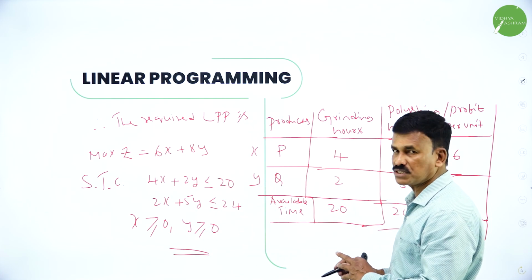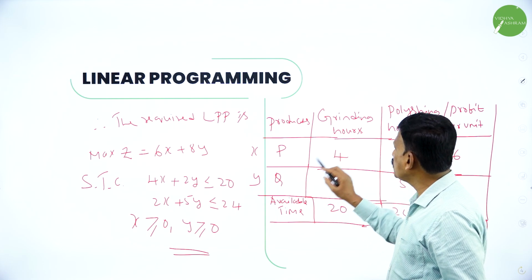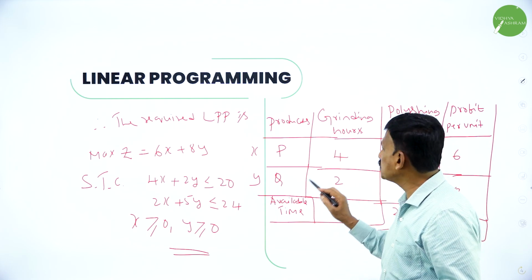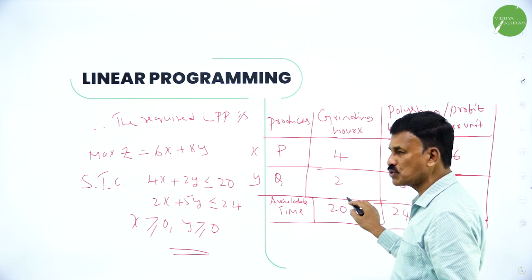This is the formation, first step. So just write down the products P and Q. What is the given condition? The grinding hours are, for P it is 4 hours, for Q it is 2 hours.